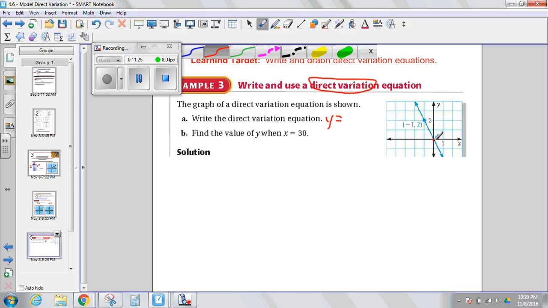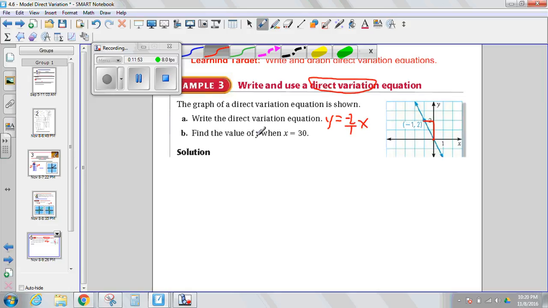So I'm going to draw my slope triangle. I'm going to go up 2 and to the left 1. So that means this is going to be -2 over 1 times x. And we don't need to write that over 1. We could just write this as y equals -2x.